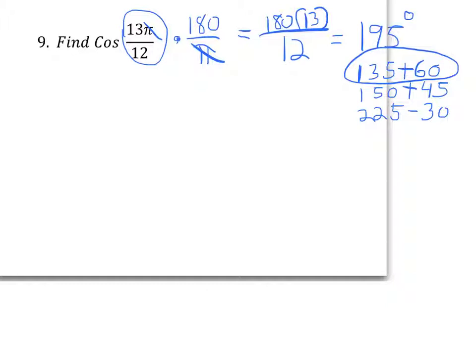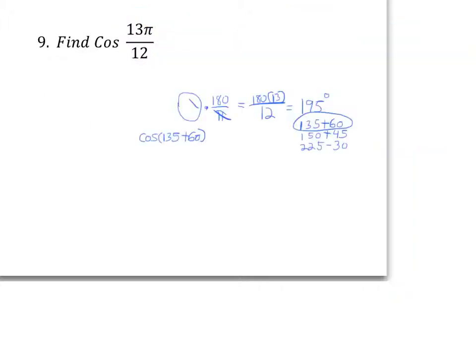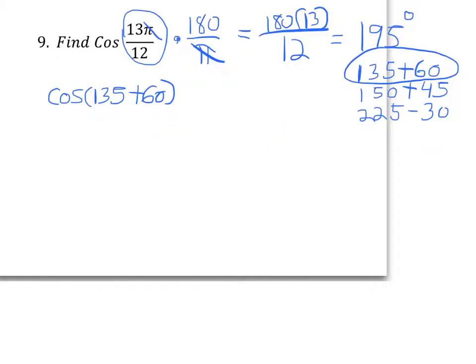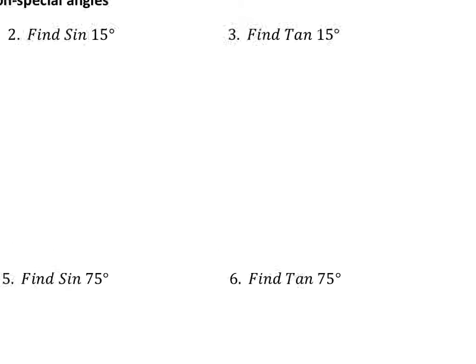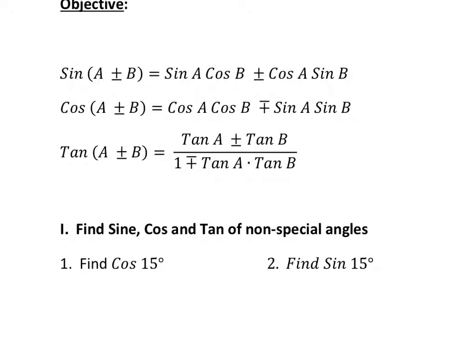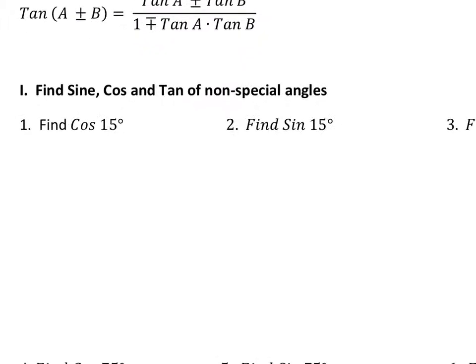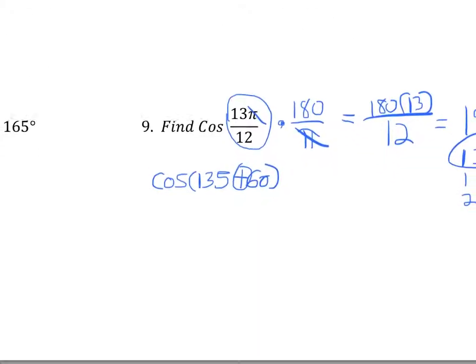So if I do this one, I can change this to cosine of 135 plus 60. Now for cosine, I'm going to go up to the angle formulas. I'm doing plus for cosine, so just remember that. That means I use the top sign, I keep it the same, and the other one is minus. So cosine of A cosine of B, minus sine of A sine of B.